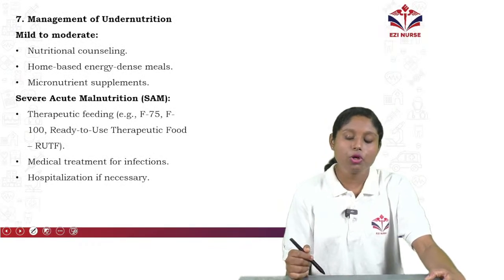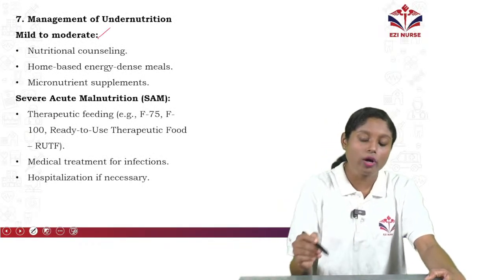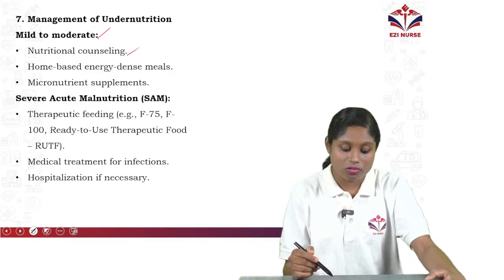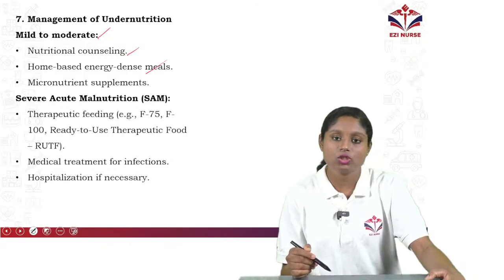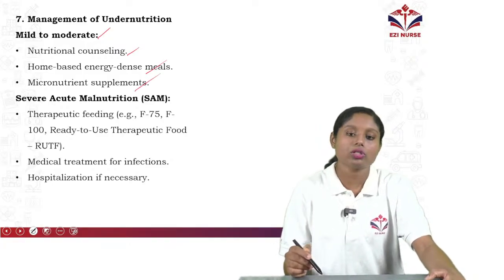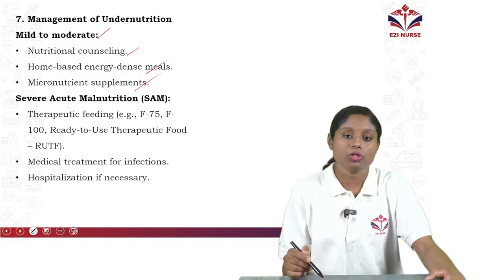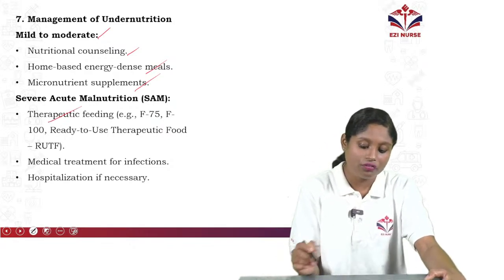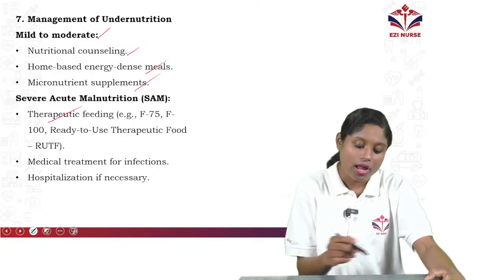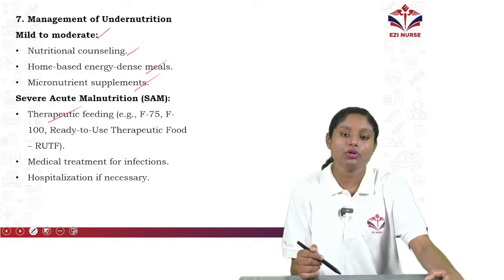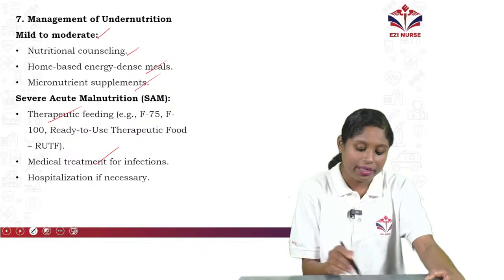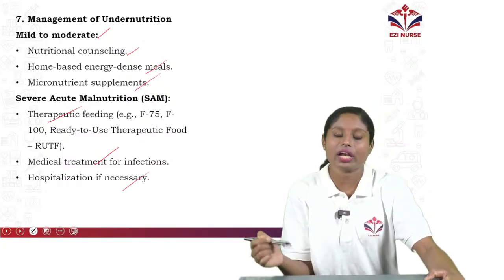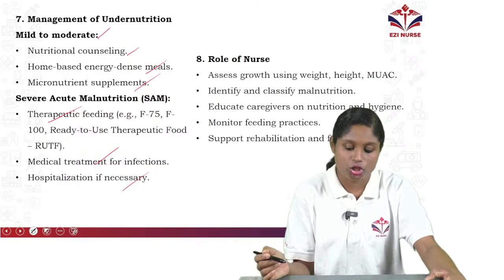Now, management of undernutrition. Mild to moderate undernutrition, how can we manage? We need to give nutritional counseling. Home-based energy dense meals should be provided. Micronutrient supplements should be provided. In the case of severe acute malnutrition, therapeutic feeding should be done. F75, F100 and ready-to-use therapeutic food should be given. Medical treatment for infection, and hospitalization if necessary in the case of severe acute malnutrition.